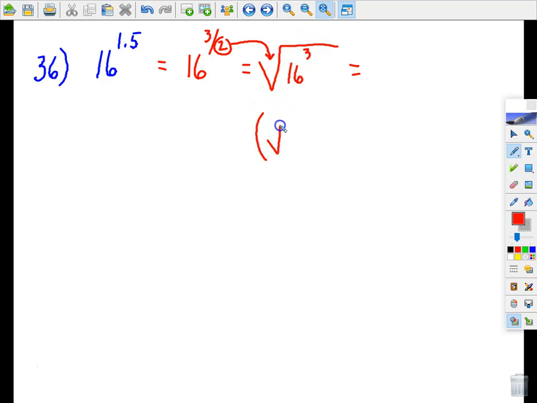So it's, again, I'll show it a different way. It's really like doing this. The square root of 16 first, and then whatever that is to this power. And 4 to the 3rd is 64. So that's your answer for number 36.